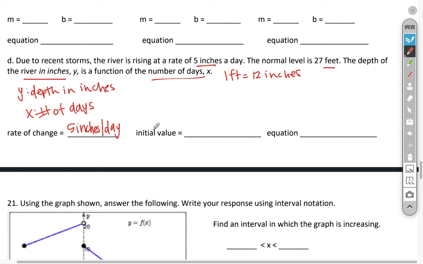All right. And then we need to figure out, what does 27 feet mean in inches? Because we want to know the depth in inches. So that means 27 feet needs to be multiplied by 12. So 27 times 12 is going to give us 324 inches. Okay, so our initial value is 324 inches. We have to make sure we're writing this in the right unit. So if it's asking for the depth in inches and it gave it to us in feet, we have to convert it. So then our equation is going to be y equals 5x plus 324.